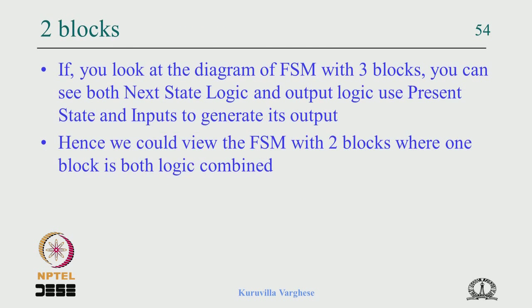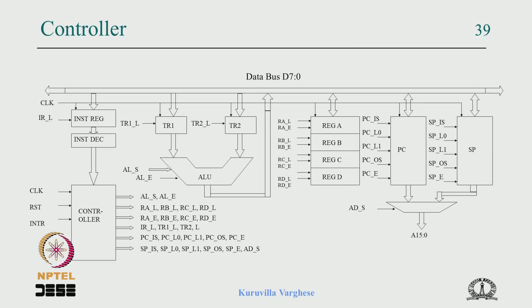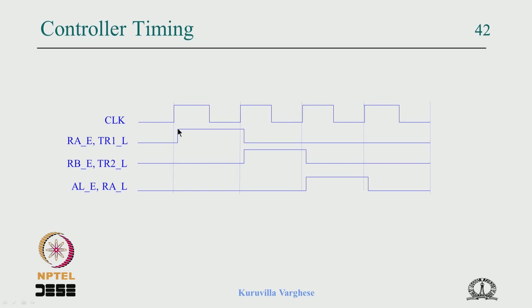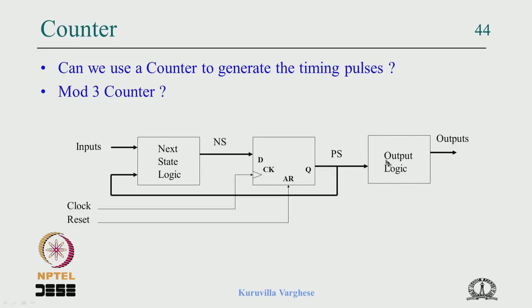So today, what we have looked at is one quick run. We looked at an instruction called add AB, and we saw the essential macro steps involved in executing it, and the corresponding waveform of the signals for that operation. We laid out a possible waveform and worked out how these pulses can be generated. We said it cannot be generated out of a combinational circuit, we need a sequential circuit, and in this case it can be generated out of a mod 3 counter by decoding the present state and putting an output logic to decode it.